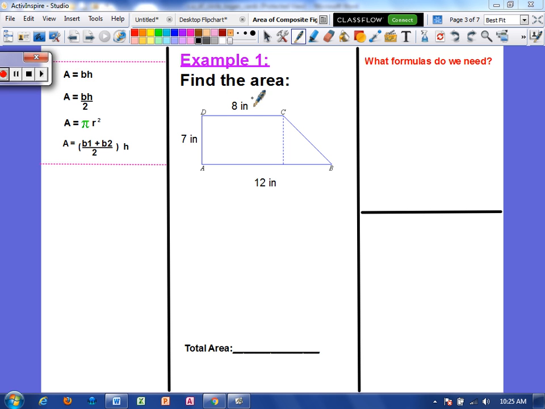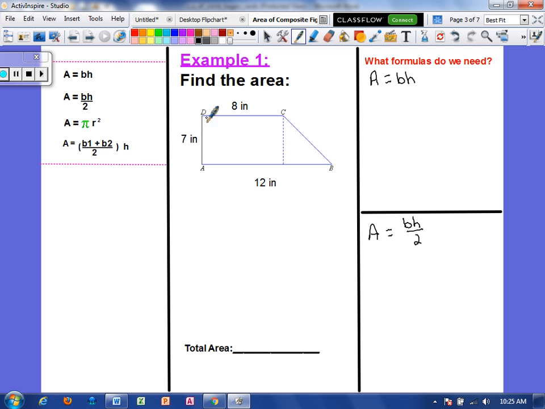Alright, so example 1, we're going to find the area of this composite figure. So a line has already been drawn for us so that we can clearly see we have a rectangle and a triangle. So what I am going to do is I'm going to go ahead and set up space to solve the area for each one. So for area of a rectangle, that is area equals base times height. And for the area of a triangle, that would be base times height divided by 2. So now let's actually identify those parts for each shape.